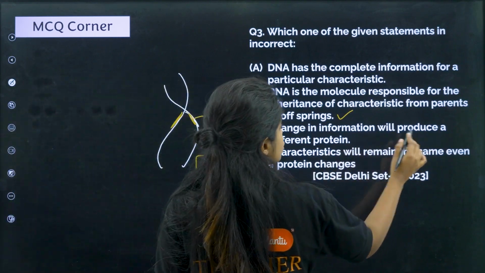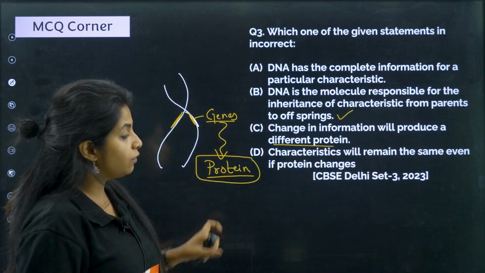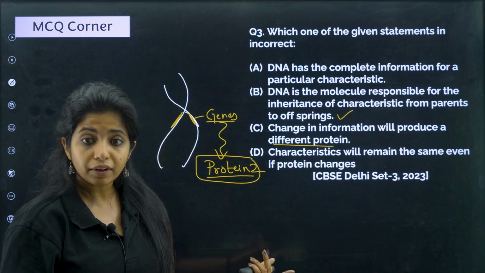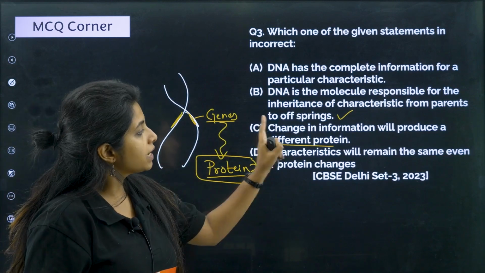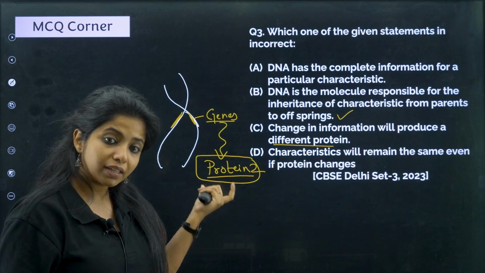Now, change in information will produce a different protein. Obviously, if the genes are altered in some way, it would make some other protein, probably protein number 2, which would have a different effect, right? Now, that is also correct. Characteristics will remain the same even if protein changes. Do you think if protein changes, the character will remain the same?